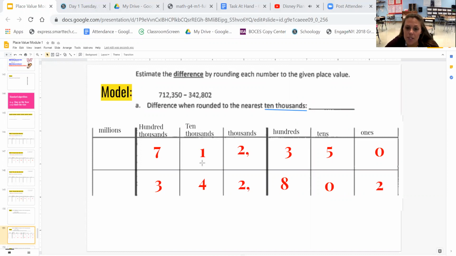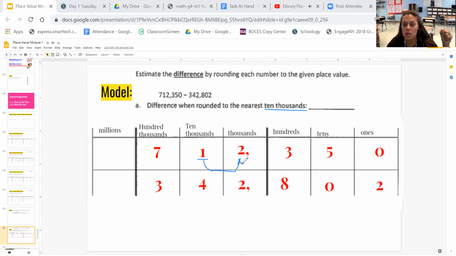So the first one here, 712,350. We're rounding to the nearest 10,000. So I'm going to focus on that 10,000s place. I'm going to look to my right, and I'm going to say my riddle. 0 to 4, stay on the floor. Okay, I have the number 2, which is between 0 to 4. So that means it's going to stay. It's not going to change.